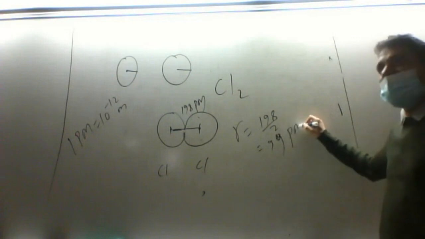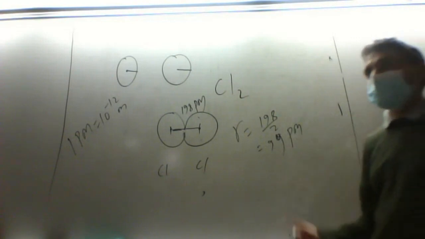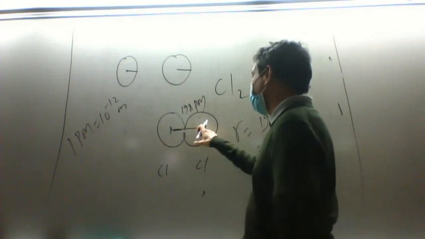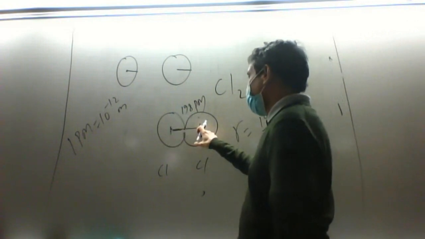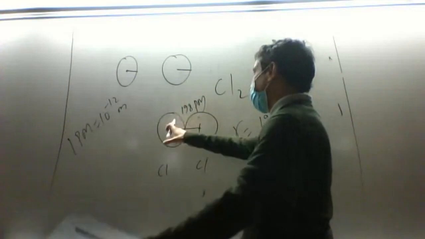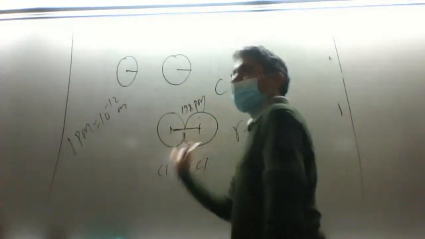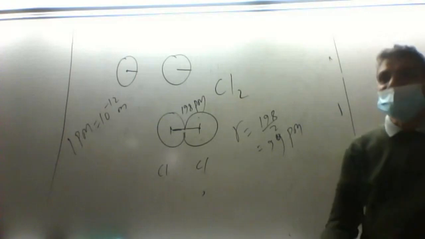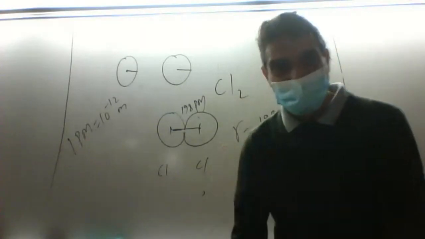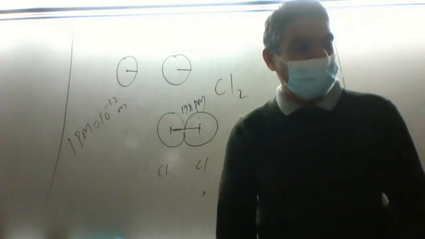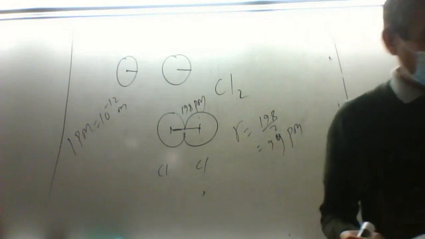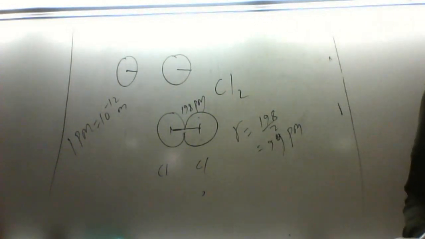99 picometer. So first of all, you need to have the molecule, then measure the distance between the centers of these two atoms in that molecule, and then divide by 2, and that gives you the radius. That's the atomic radius. It's the size of the atom. Sometimes people may give the radius of the atom or the diameter of the atom, but most of the time we talk about the radius.